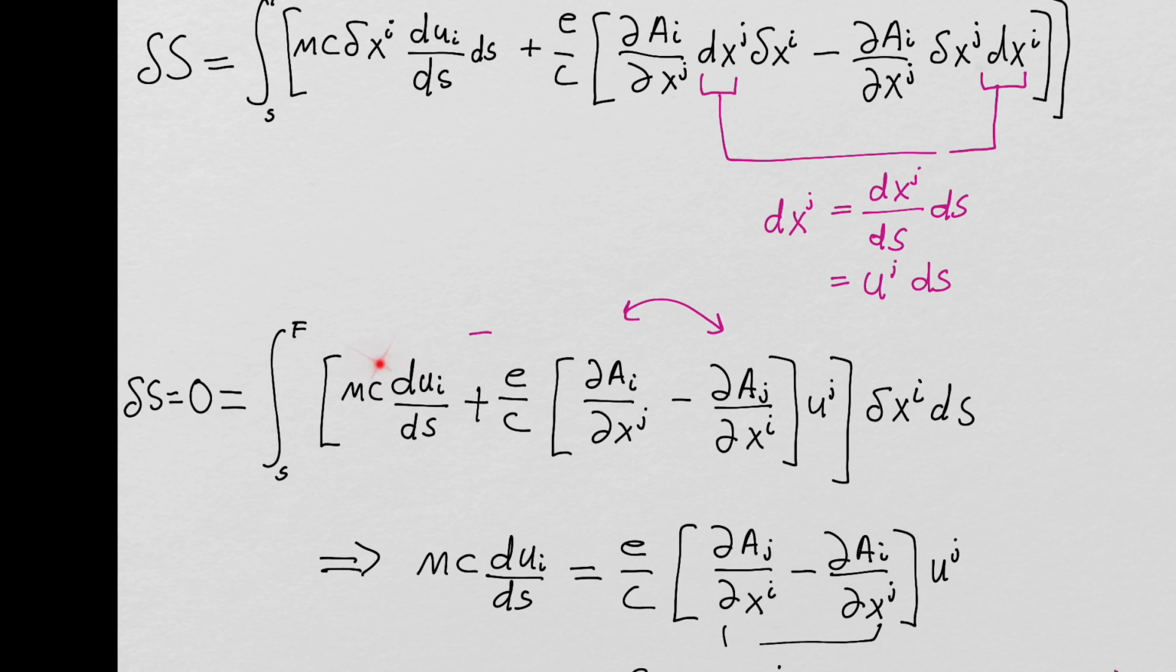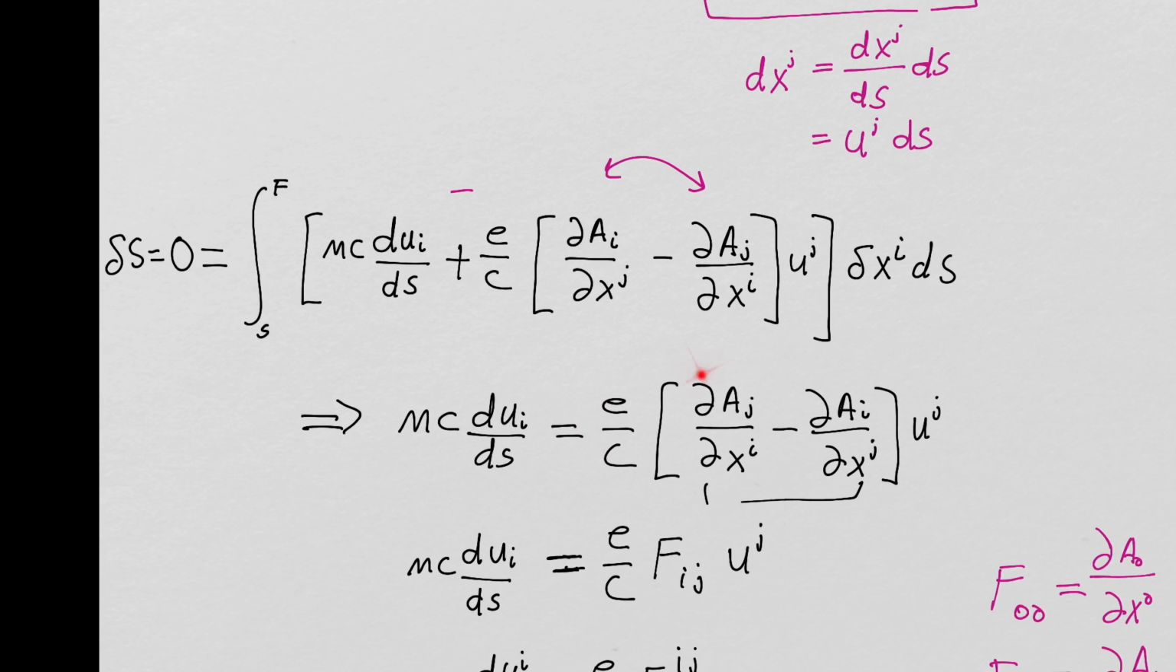This looks like a force, right? So again, I'm going to write the force equals, and then this is what that force needs to be equal to. So I want to move that to the other side of the equality. If I did that, I would end up with a minus sign here. So to get rid of that minus sign, I flip these two around. So I get partial A_j over partial x^i minus partial A_i over partial x^j, which was reversed up here. So this expression must be true always in order for the variation to be 0.